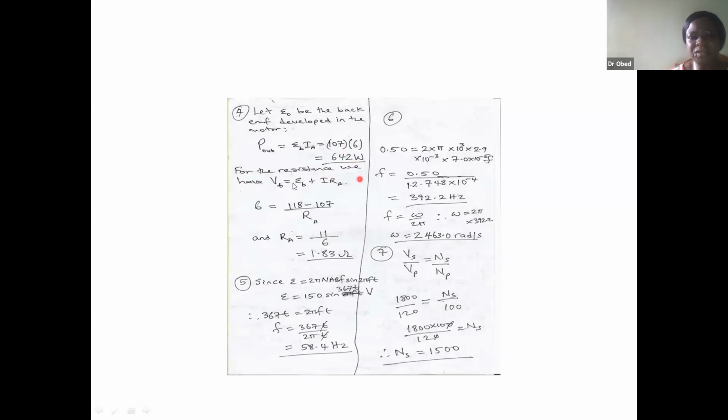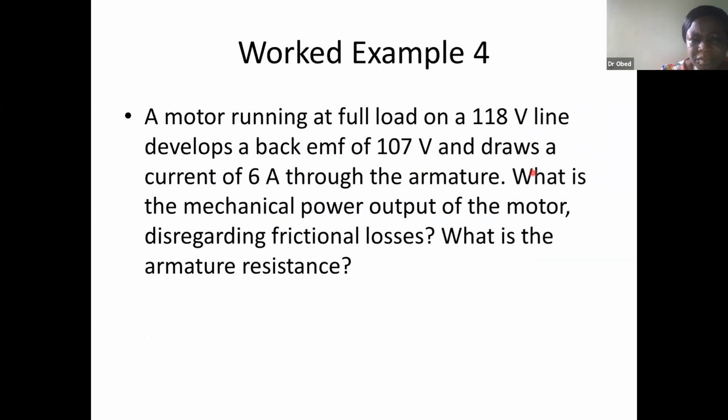So for the resistance, we have VT is equal to the back EMF plus the current times the armature resistance. VT is the voltage. Sorry, go back to the question. The motor running at full load on a 118 volts line develops a back EMF of this and draws a current of that. Okay, I've seen what I mean.